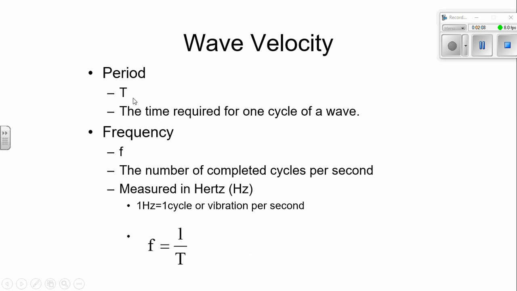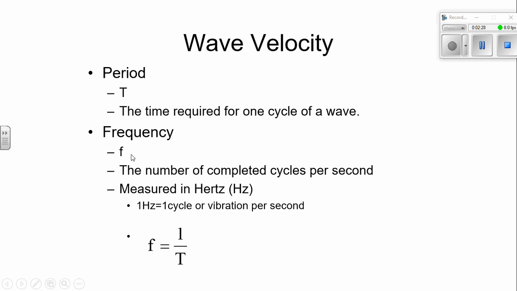The period of a wave is represented by a capital T. It is measured in seconds, and it is the time it takes for one complete cycle of a wave, or any sort of repeating, cyclical thing. That's the big T, measured in seconds.